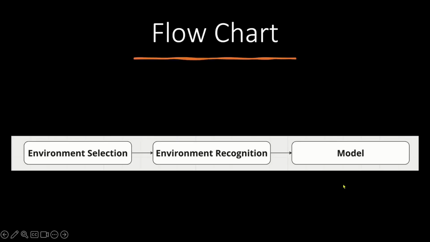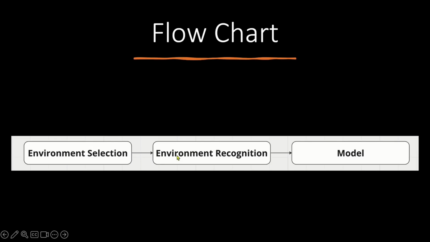So let us take a look at the beginning of the flowchart. For this flowchart, there are 3 crucial steps to understand. First of all, we're going to take a look at environment selection always. Within the model series, there has been a complete lecture about environment selection. I would highly suggest you to watch that.